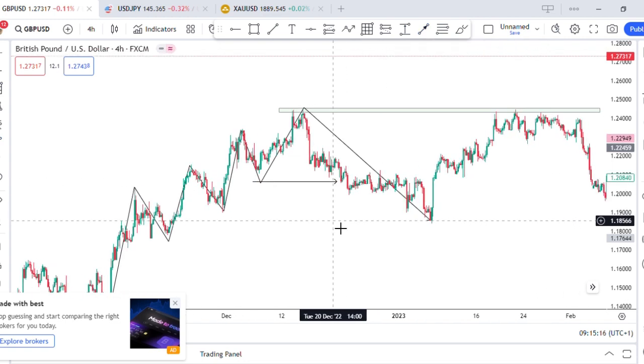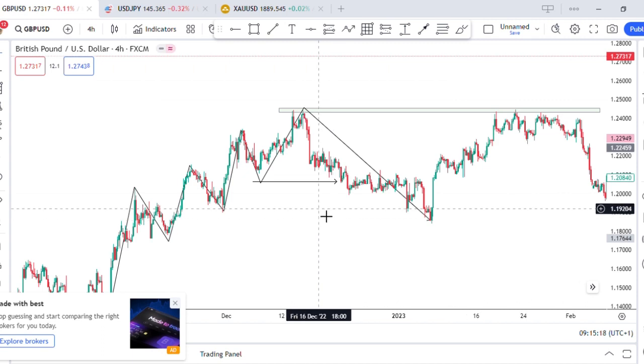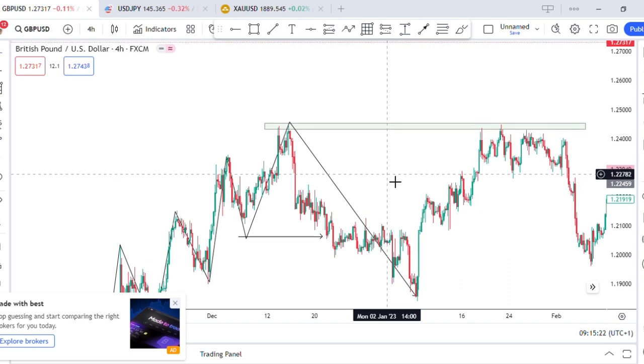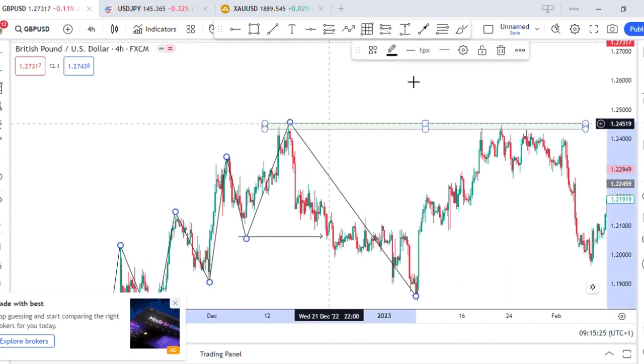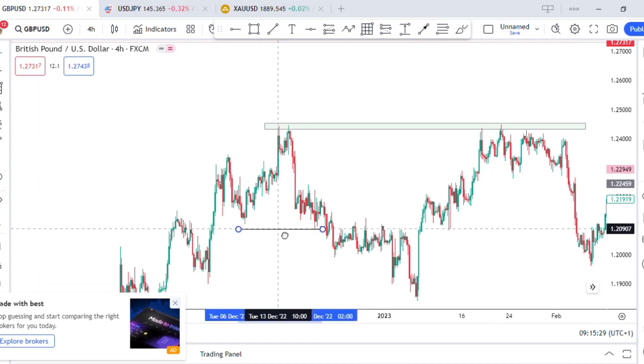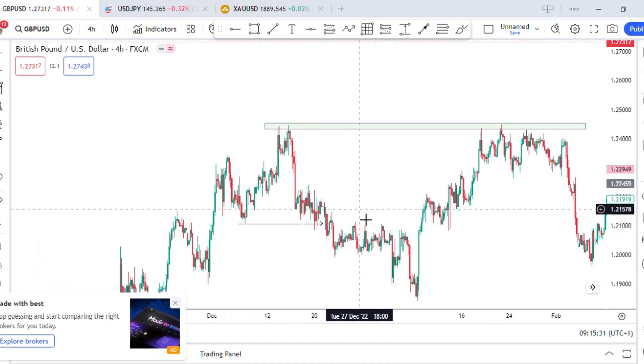So every single time we have a break of structure in the market, what you should be expecting and waiting for is where banks have placed their entry. Let me delete this. So this is where the break of structure is.